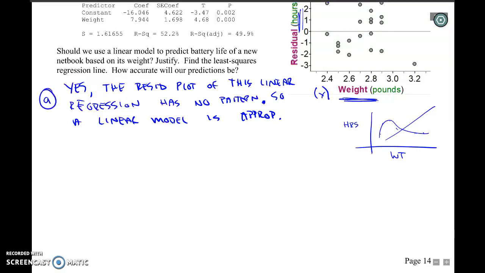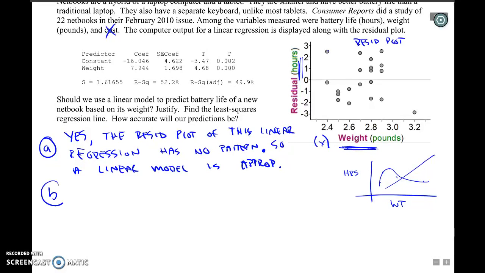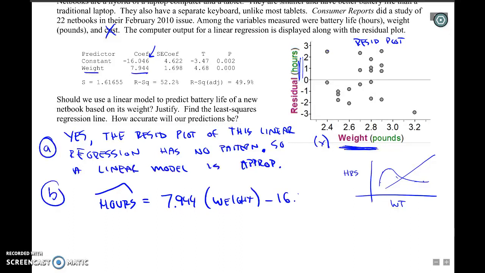Part A. Find the least squares regression line. Okay, so now I got to look at my computer output. Weight, that's my predictor, that's my X, that's my slope, that's my Y-intercept. So hours, that's battery life. So my predicted battery life in hours is 7.944 times the weight minus 16.046.